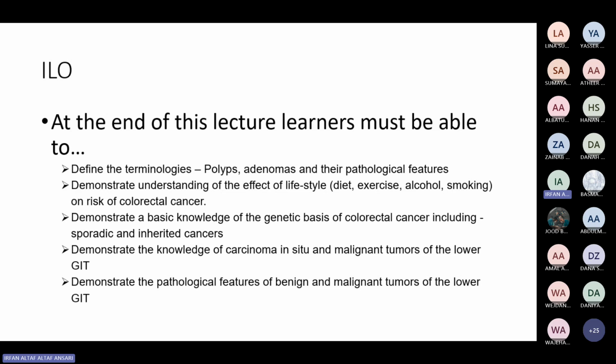What do you mean by carcinoma in situ and the malignant tumors of the lower GIT? And the features of the benign and malignant tumors of the GIT. So you see the features of the benign and malignant tumors of the colon, and what are the different terminologies, what is the etiopathogenesis and what is the genetic mechanism.